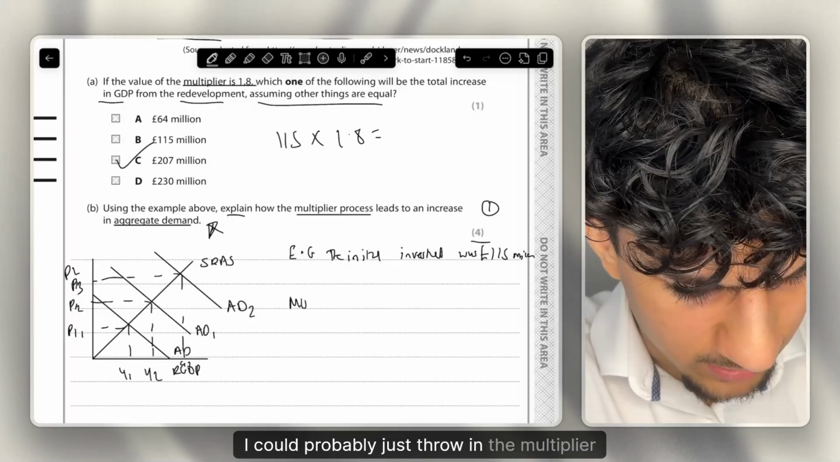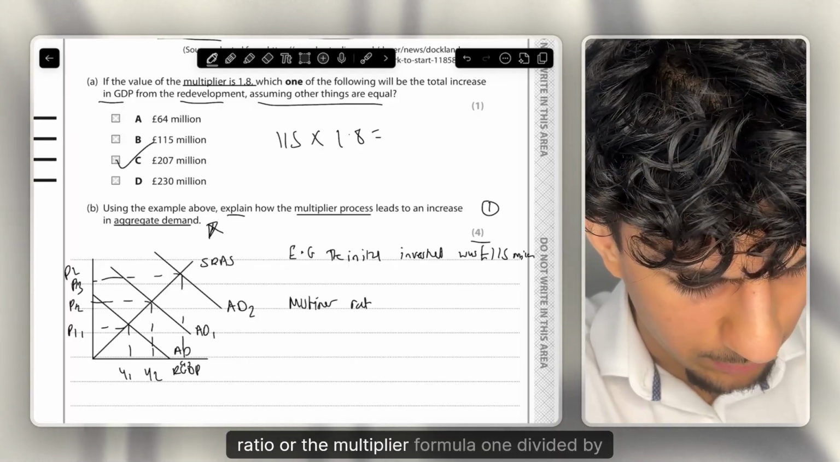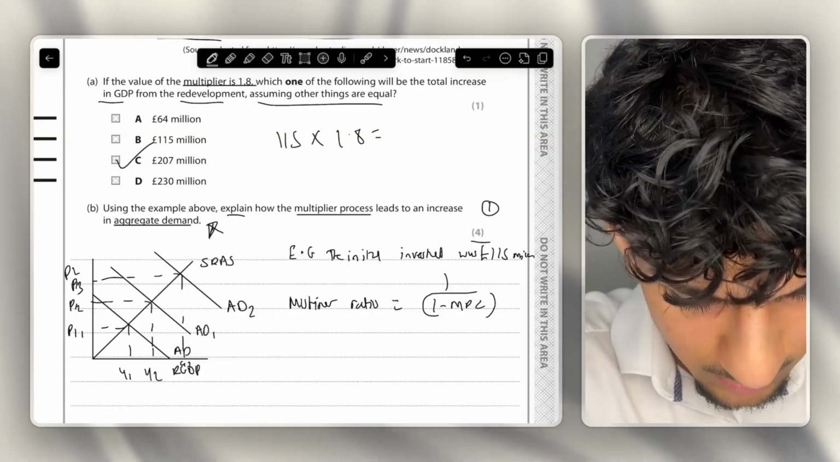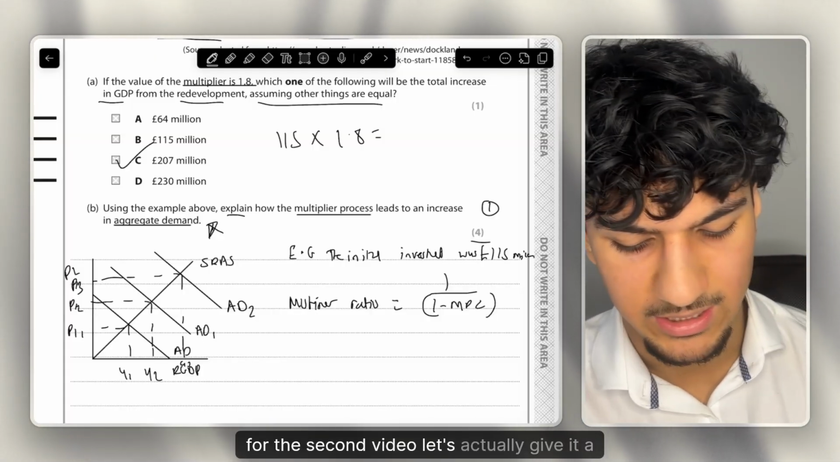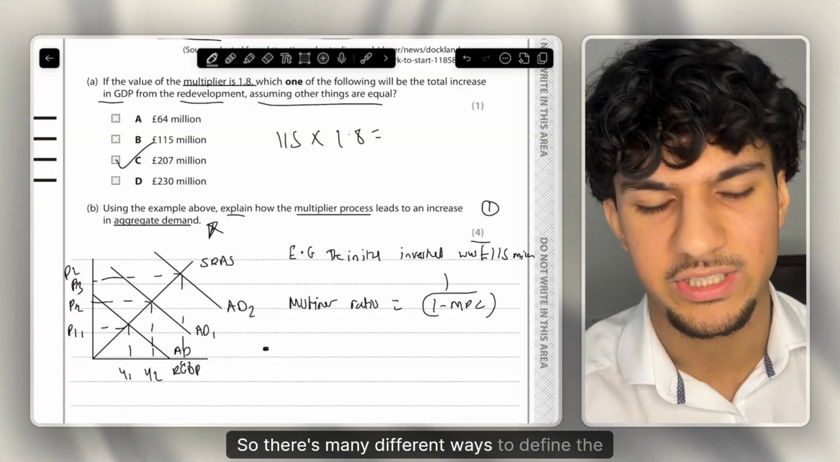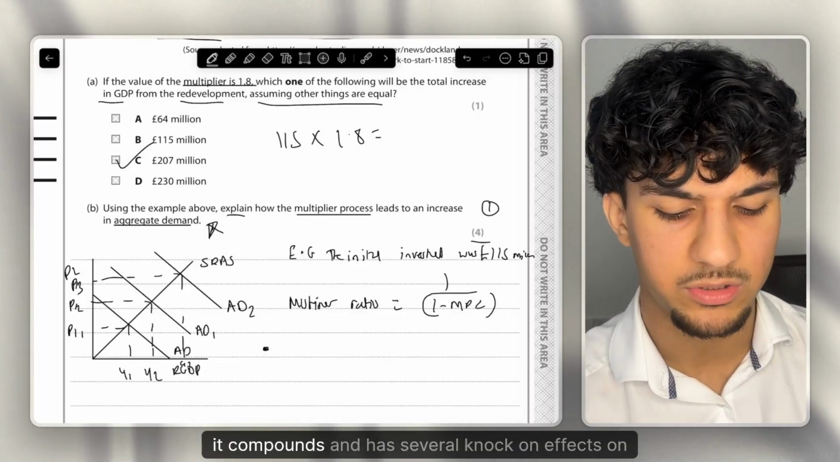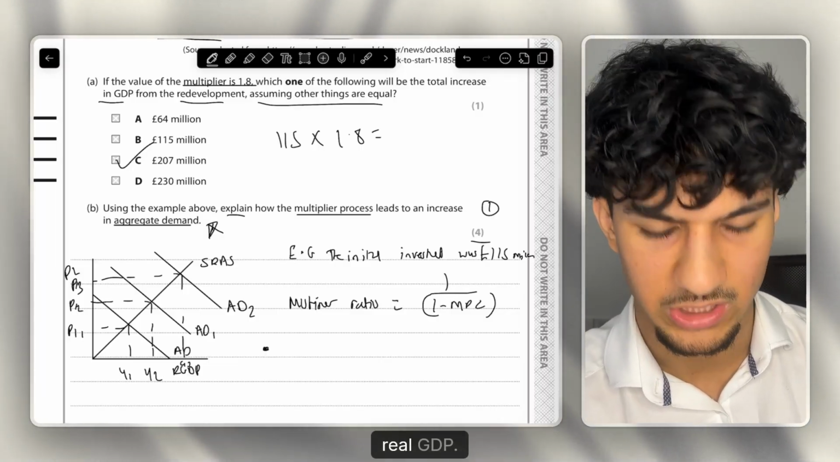Here, I could probably just throw in the multiplier formula, 1 divided by 1 take away MPC. I'll probably pick up the marks, but for the sake of the video, let's actually give it a response. There's many different ways to define the multiplier effect, but it's essentially where an initial investment compounds and has several knock-on effects on real GDP, on AD.